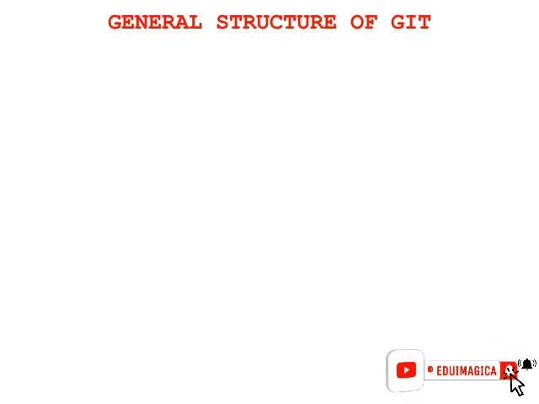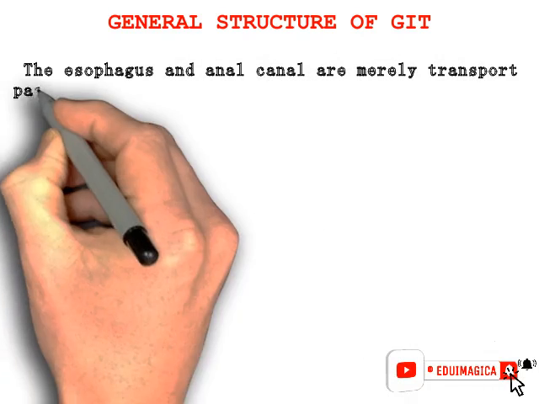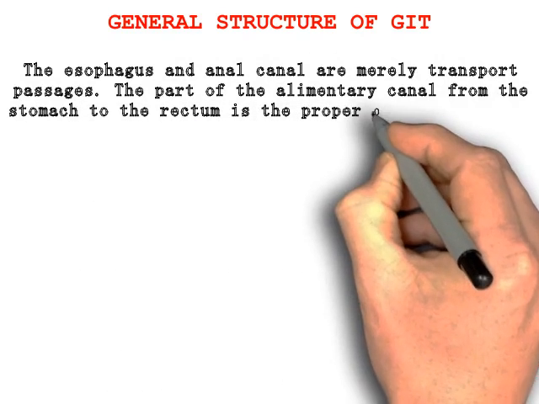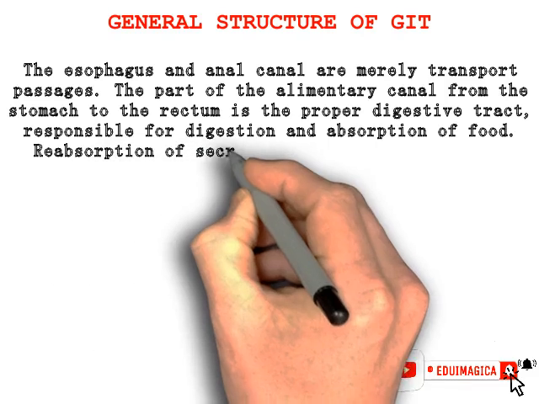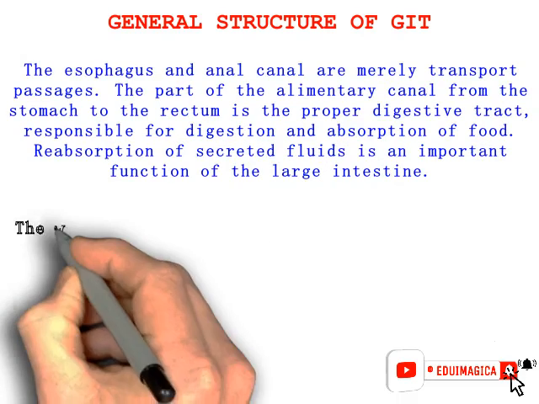The structure of the alimentary canal from the esophagus up to the anal canal shows several features that are common to all these parts. We shall consider these common features before examining the structure of individual parts of the canal. The esophagus and the anal canal are merely transport passages. The parts of the alimentary canal from the stomach to the rectum form the proper digestive tract, responsible for the digestion and absorption of food. The absorption of secretory fluids is an important function of the large intestine.